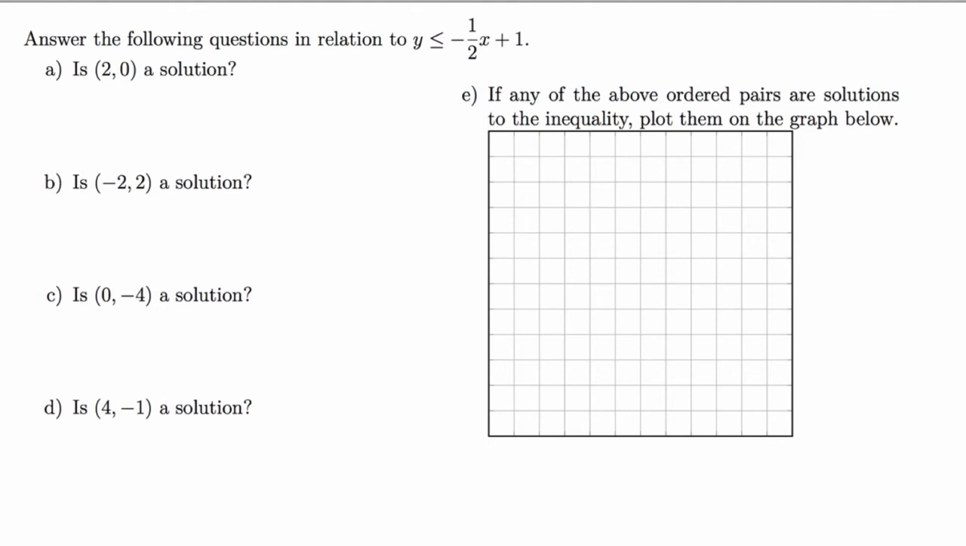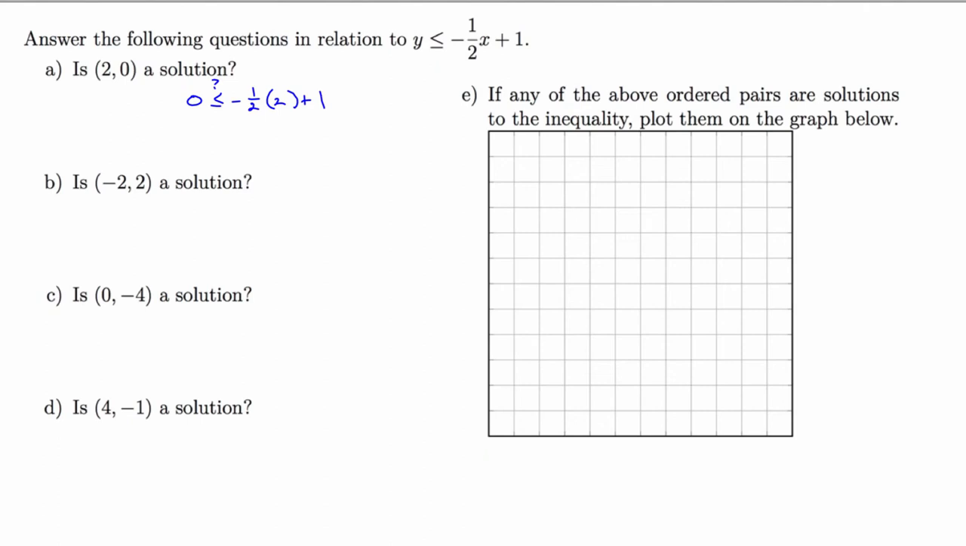Every question in this part of the example will relate to the inequality y is less than or equal to negative 1/2 x plus 1. And because we are now dealing with two variables, x and y, solutions to this inequality must include both an x and a y coordinate. To check if (2, 0) is a solution for this inequality, we follow the same process we would have done had this been an equation. We substitute 0 in for the y, and we substitute 2 in for the x. And we ask ourselves, is this actually true?